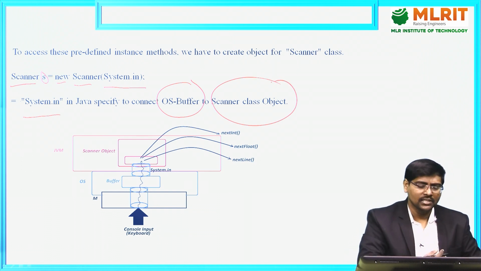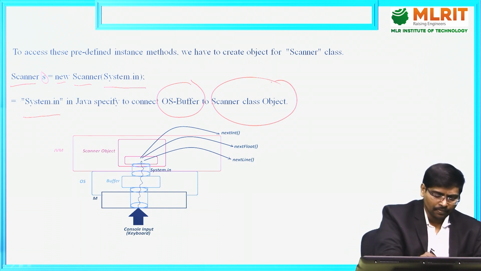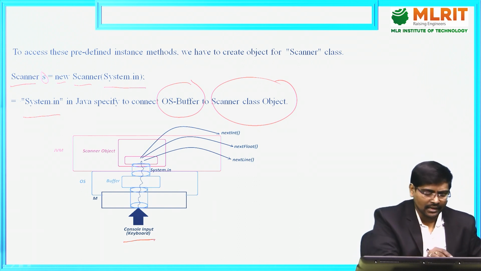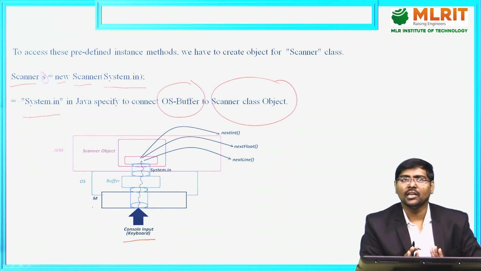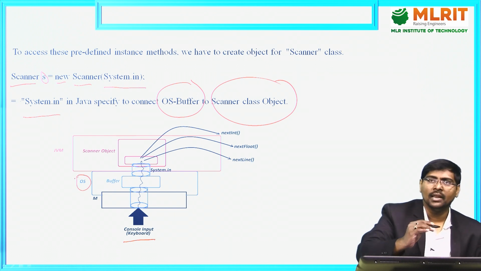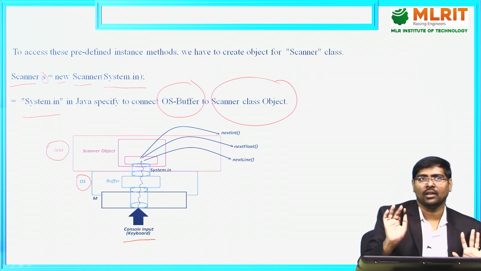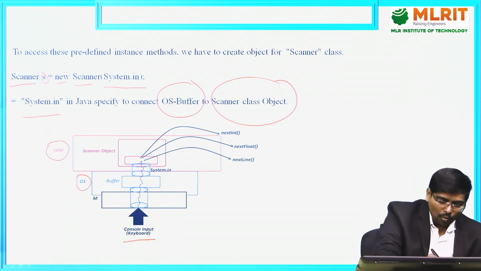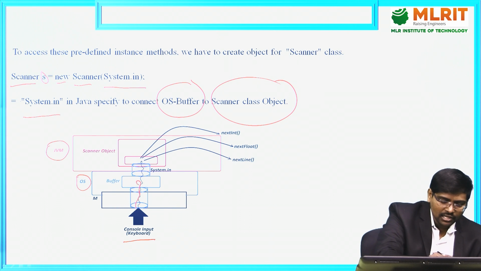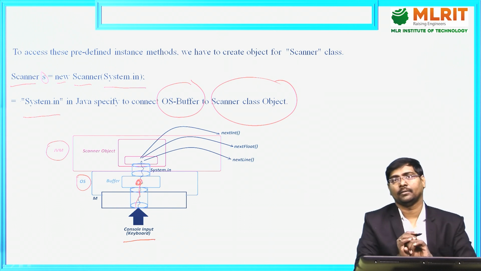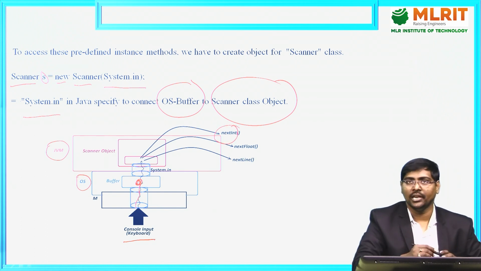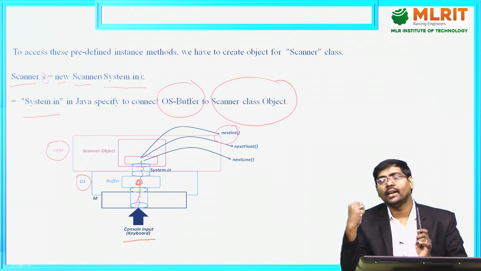What is the meaning of this connection? Observe this diagram. This is the keyboard. Through the keyboard, I enter the data. The keyboard is attached to the machine. Within the machine, some operating system is there and one JVM is also available. Whatever data is entered through the keyboard is stored inside the buffer. Now, whenever you call nextInt, you need to read the data from the buffer.